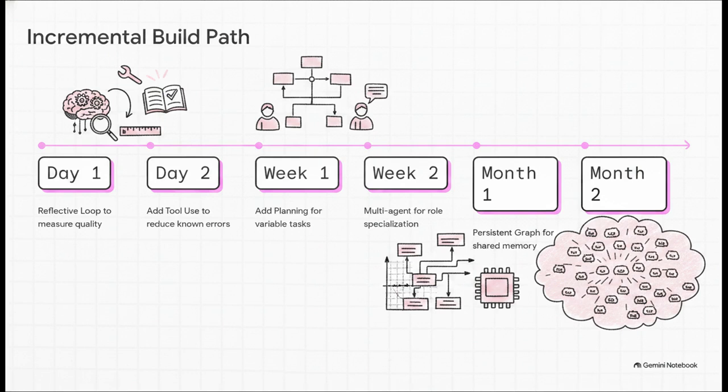Day 2, you add a tool to reduce known errors. By week 1, you're handling variable tasks with planning. Week 2 introduces multi-agent role specialization. Month 1 gets you a persistent graph for cross-session queries. And by month 2, you are finally hitting that massive swarm workflow for parallel fan-out. You are deliberately, carefully scaling up from implicit, volatile memory into explicit, highly durable systems.